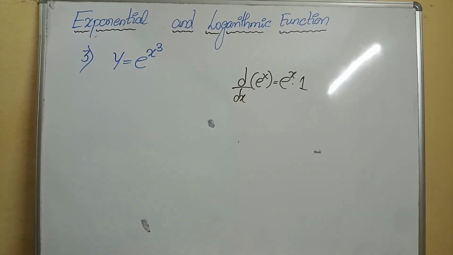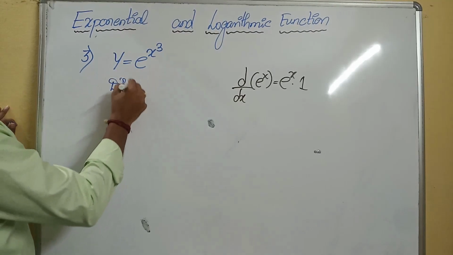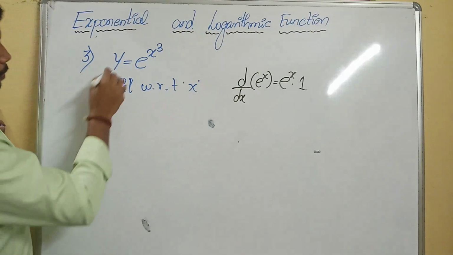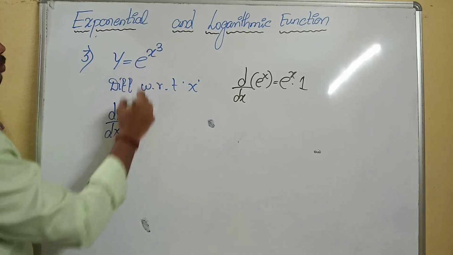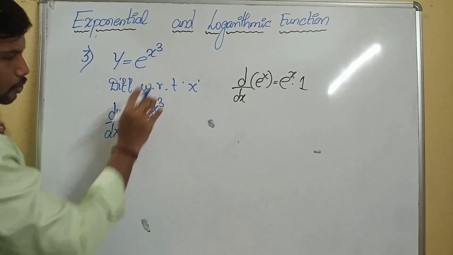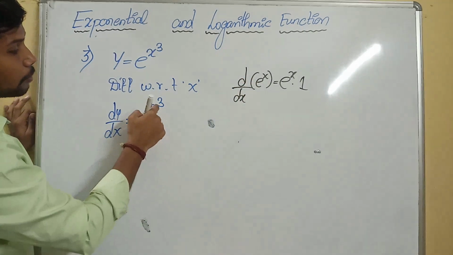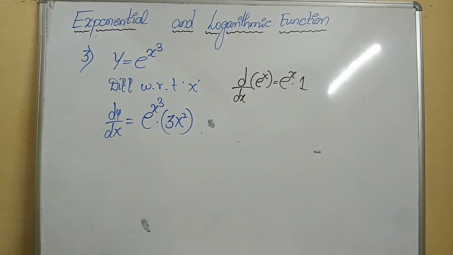Observe the next one. y is equal to e to the power x cube, differentiating with respect to x. It will be dy by dx. What is the e to the power x cube derivative? Since e raised to x is e raised to x, e to the power x cube will be e to the power x cube. Now the power derivative, x cube derivative, is 3x square. Got the point clearly?